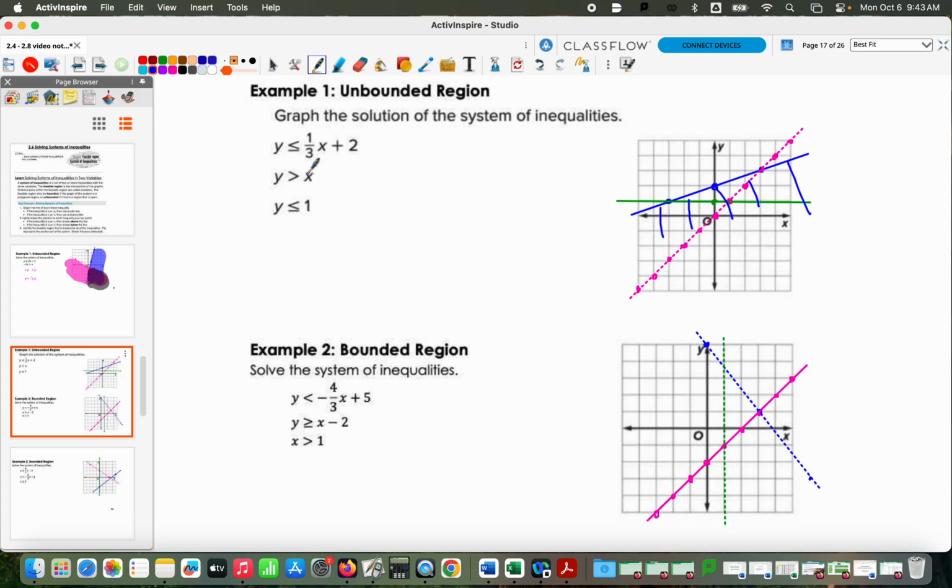For the next one, y greater than x would start at 0. Slope would be up 1 over 1, up 1 over 1, and this one is a dashed line. So we get this diagonal line going through like this. It's a greater than, so that would be everything shaded above. So it'd be like going this way here. So you can kind of already get an idea of where we're going.